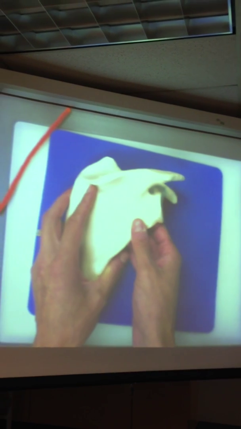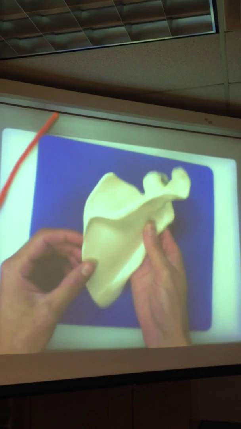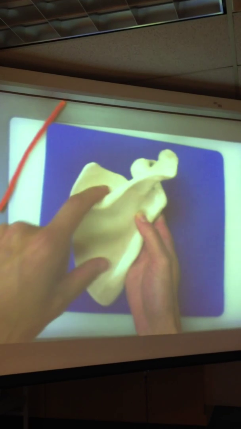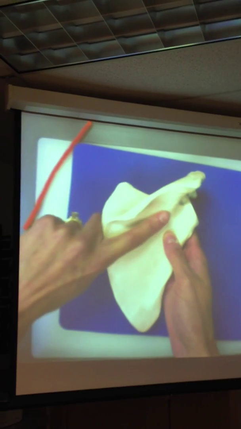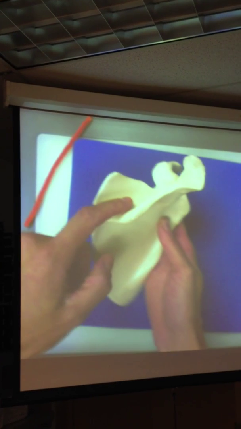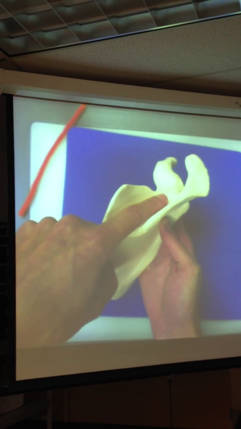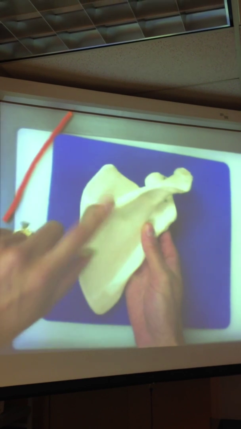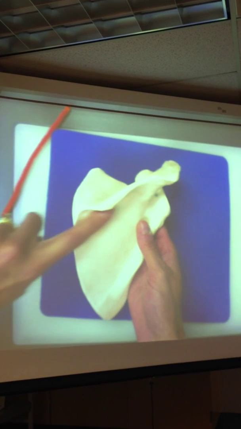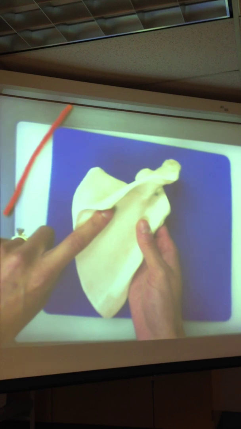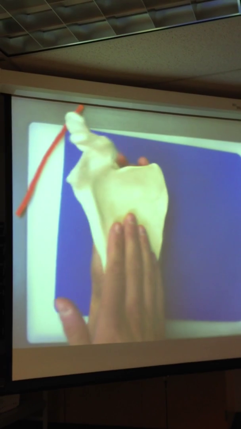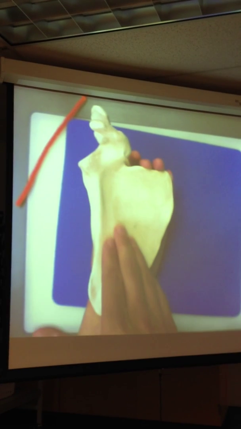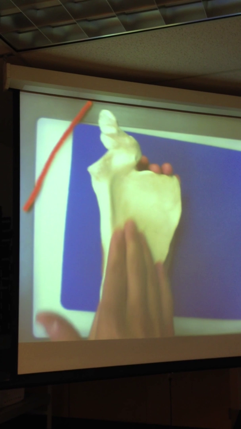We have a few more fossas to discuss. Shallow indentations. We have a shallow indentation right here, just above the spine. Shallow indentation here, just below the spine. This would be the supraspinous fossa, the fossa above the spine. That's what that name means. This is your infraspinous fossa, the fossa below the spine. And then this broad, shallow indentation here on the anterior side, this is the subscapular fossa.